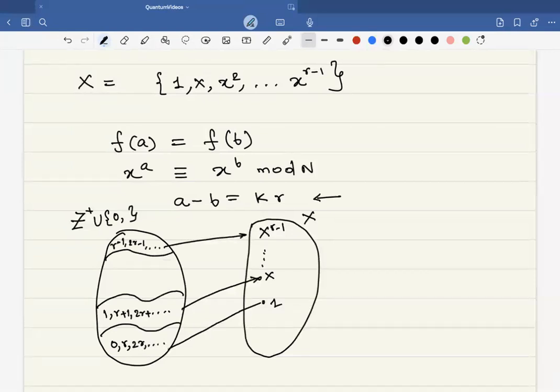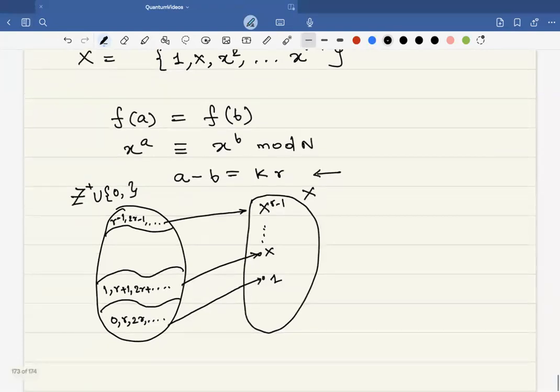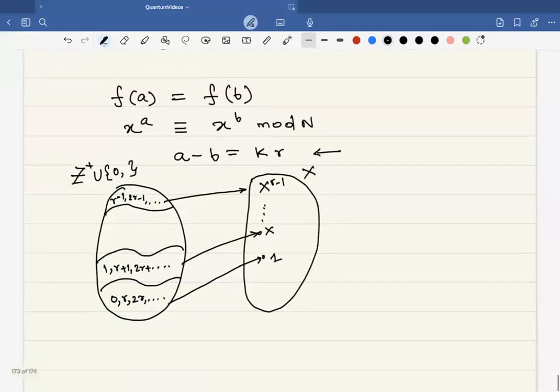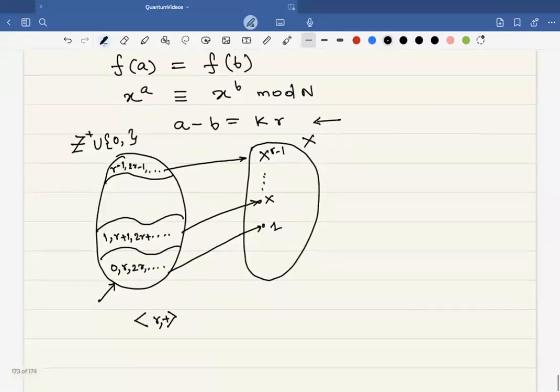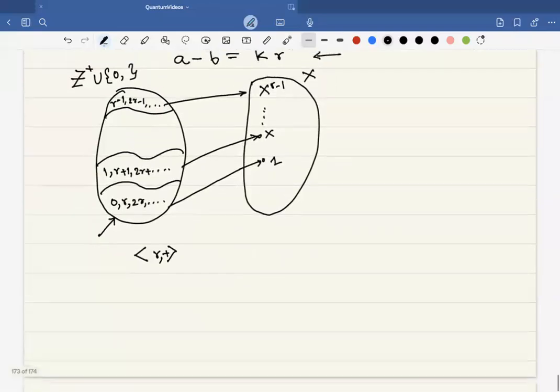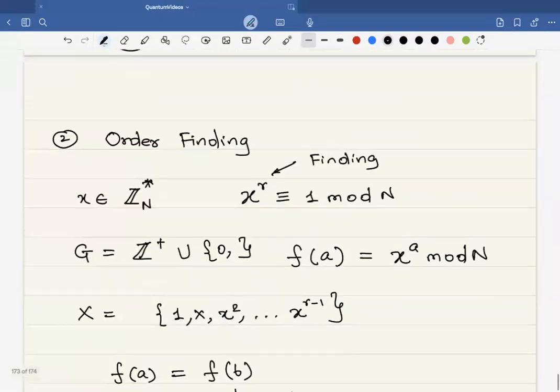And you can observe that if I take two elements from the same coset, then this property holds that if you subtract one from the other, you get a multiple of R, right? So this will be the hidden subgroup. And if we solve this problem, we find the unknown subgroup H, which is essentially the subgroup generated by R under the plus addition. So once we get the hidden subgroup, we will know R, right? So that is the hidden subgroup problem related to the order finding problem.